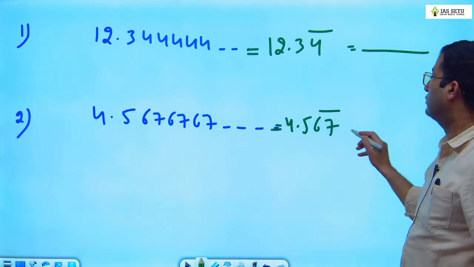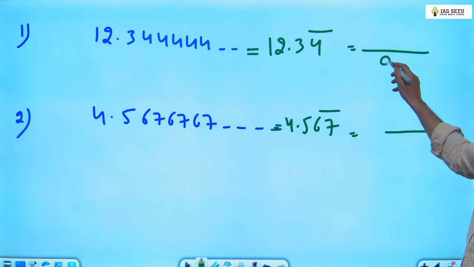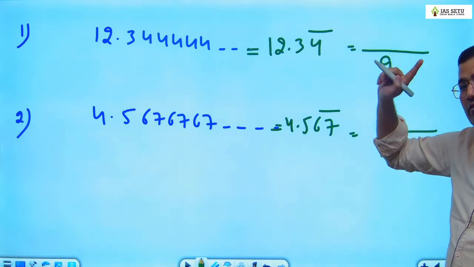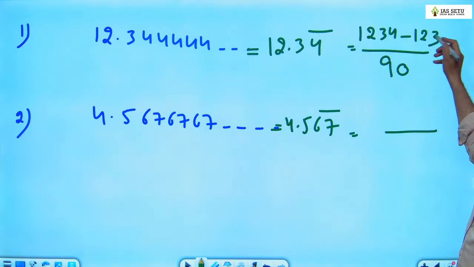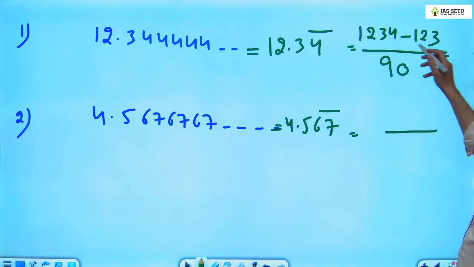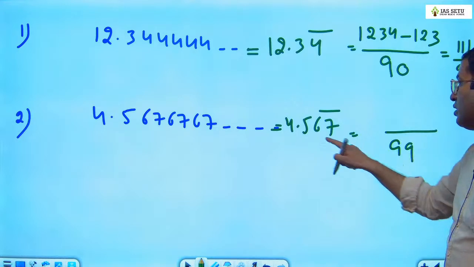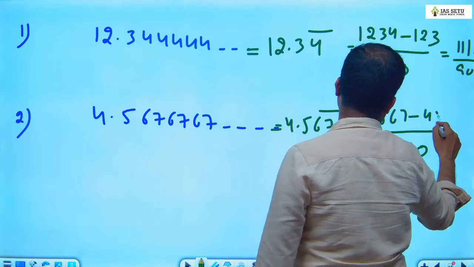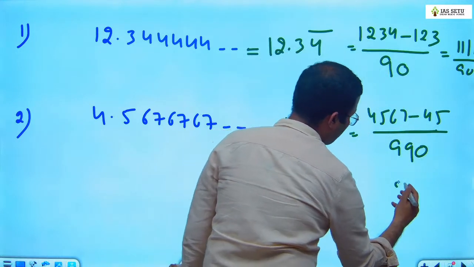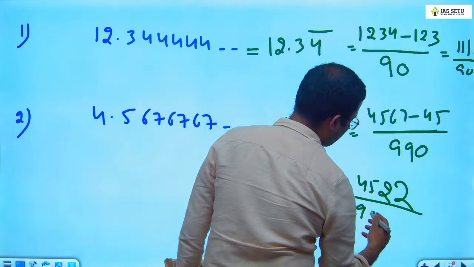First question, denominator: how many digits on the bar? 1, so 9. How many digits between decimal and recurring part? 1, so 10. Numerator is 124 minus 12. 4 minus 2, 2, 1 minus 1, 1, 1 upon 9. Then this is, there are 2 digits, double 9. 1 digit between decimal part, 10. 4567 minus 45. 7 minus 5, 2. 6 minus 4, 2. 4520 upon 900.